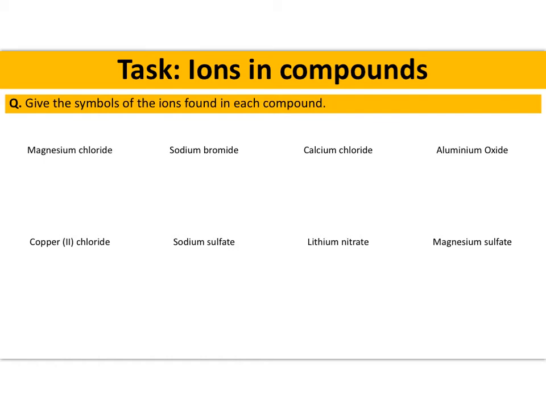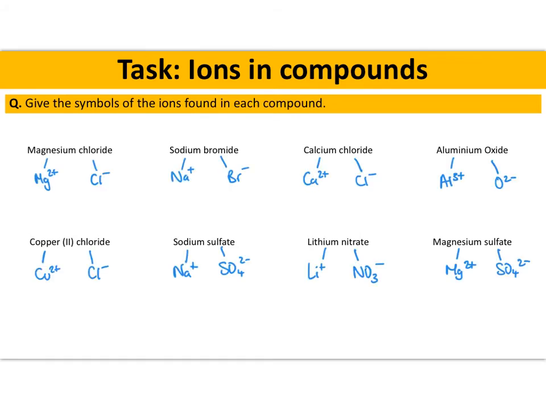So I want you to pause the video again, and I want you to think about what ions are present in magnesium chloride, in sodium bromide, in calcium chloride, and so on. Maybe again jot your answers down on a bit of paper so that you're committing yourself to an answer, and then we'll look at the answers in a second or two. So pause the video. Okay, so here they are.